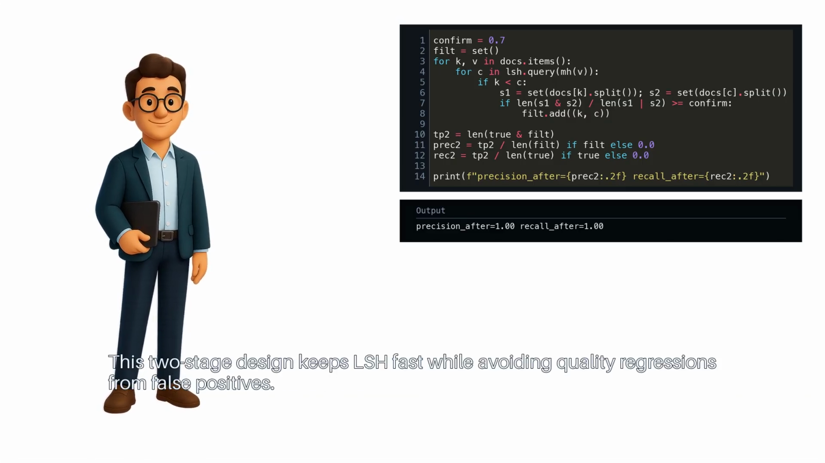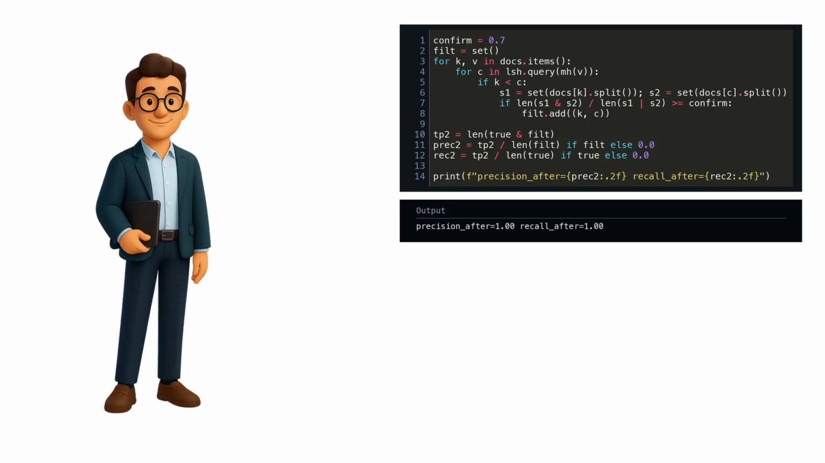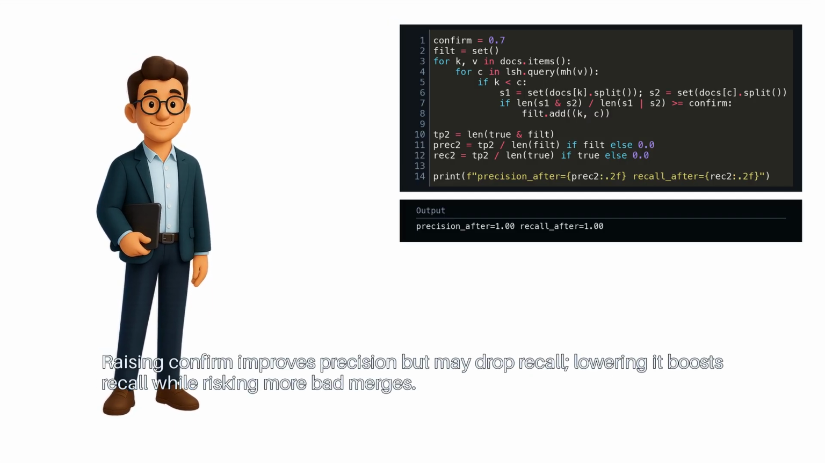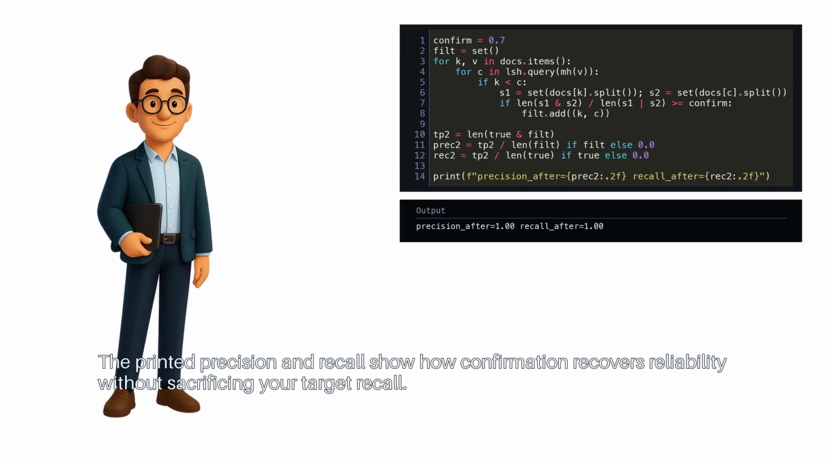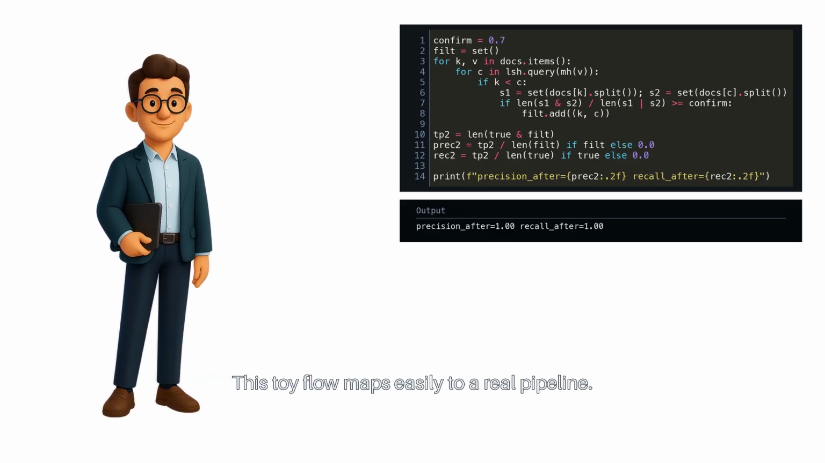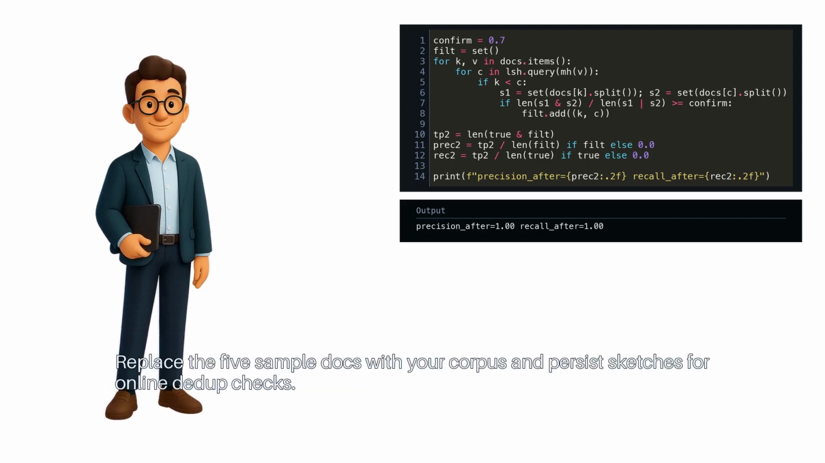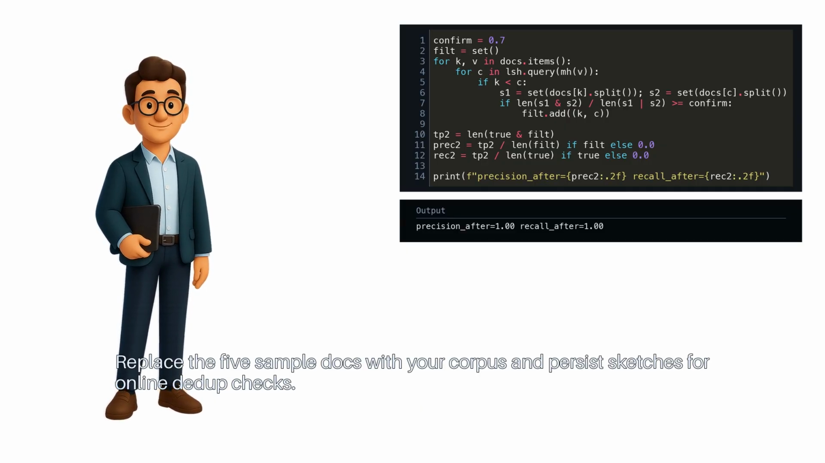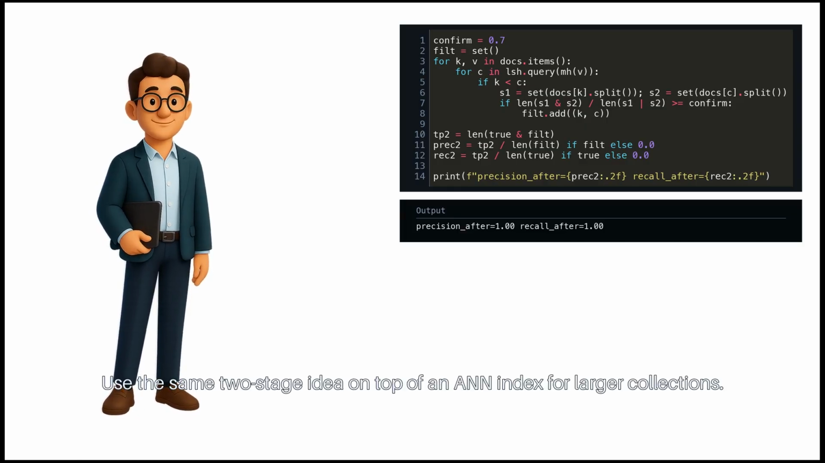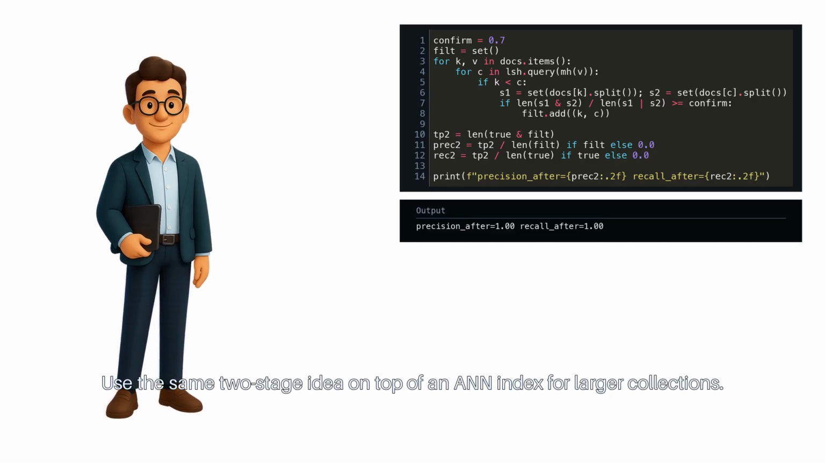This two-stage design keeps LSH fast while avoiding quality regressions from false positives. Raising confirm improves precision, but may drop recall. Lowering it boosts recall while risking more bad merges. The printed precision and recall show how confirmation recovers reliability without sacrificing your target recall. This toy flow maps easily to a real pipeline. Replace the 5 sample docs with your corpus and persist sketches for online dedup checks. Use the same two-stage idea on top of an ANN index for larger collections.